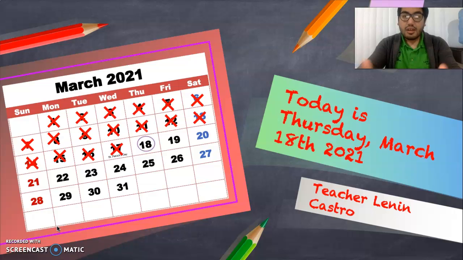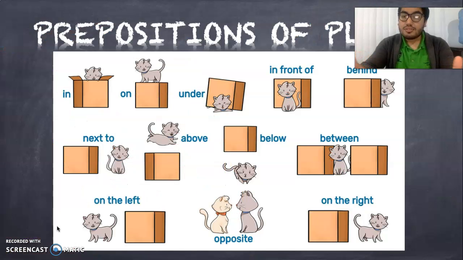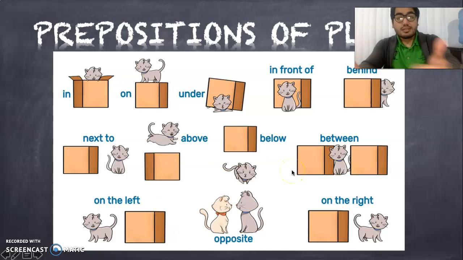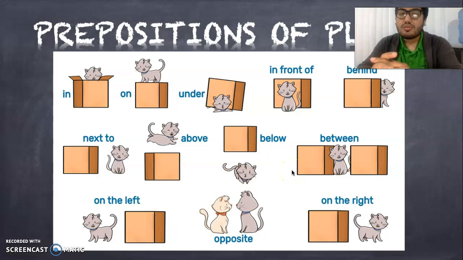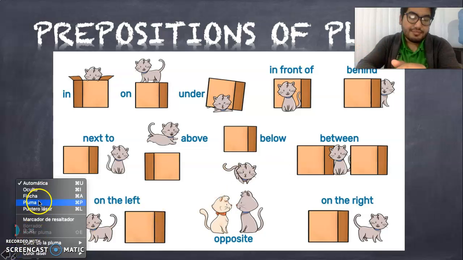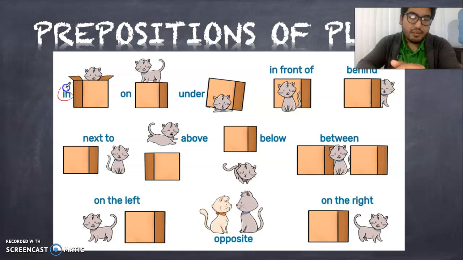Today we are going to see the prepositions of place. These prepositions tell us where the thing or place that we are looking for is. For example, the first one is in, and you can see the cat inside the box. So when we say, where is the cat? The cat is in the box, meaning that he's inside the box.